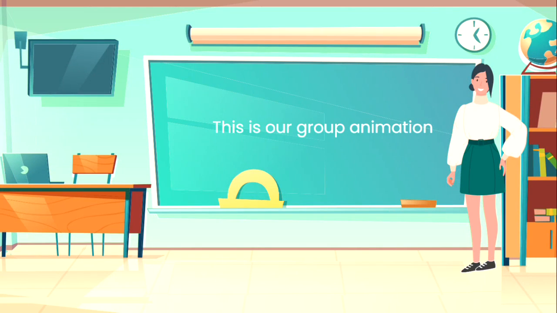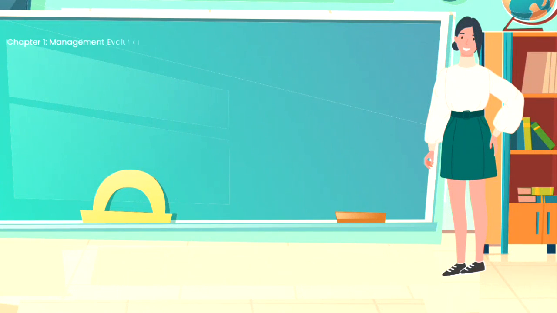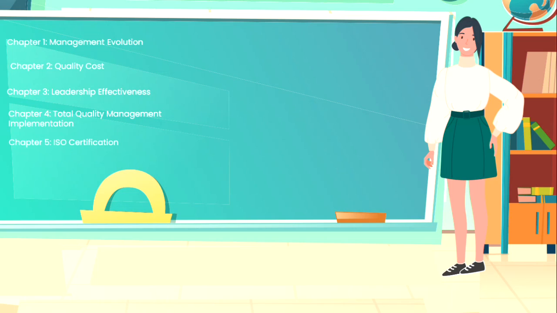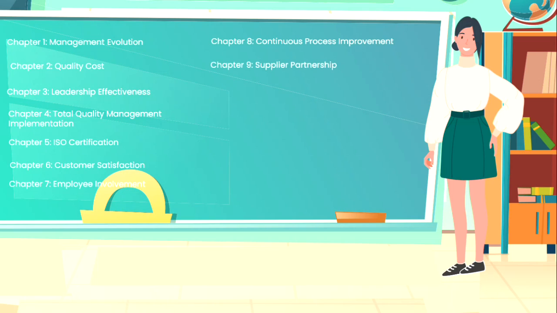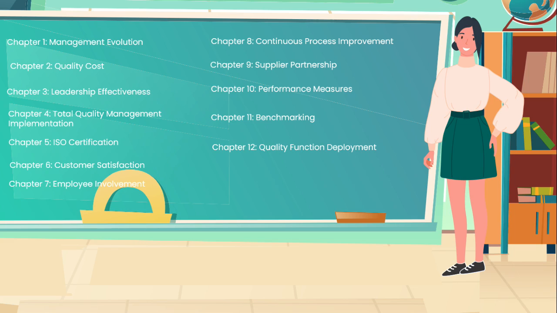The chapters that we're going to discuss are Chapter 1, Management Evolution, Chapter 2, Quality Cost, Chapter 3, Leadership Effectiveness, Chapter 4, Total Quality Management Implementation, Chapter 5, ISO Certification, Chapter 6, Customer Satisfaction, Chapter 7, Employee Involvement, Chapter 8, Continuous Process Improvement, Chapter 9, Supplier Partnership, Chapter 10, Performance Measures, and Chapter 11, Benchmarking. Lastly, Chapter 12, Quality Function Deployment.